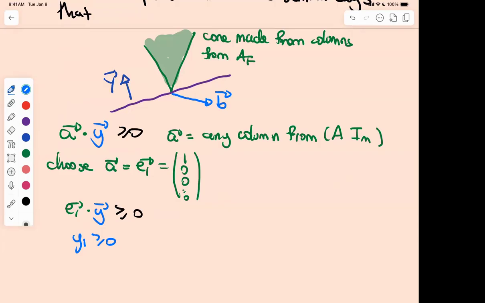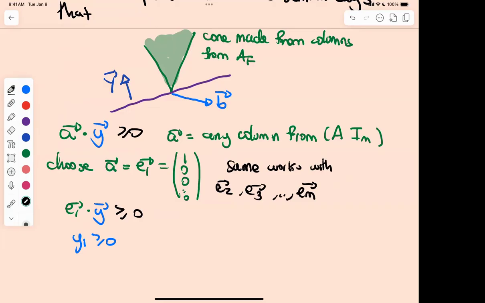So basically, what I'm trying to say is that the same works if you choose E2 or E3 up to EM, because it's an identity matrix. So what this tells you is that now you can assume that the entries of the normal vector are non-negative. So that's the whole difference. So we find that y is non-negative.